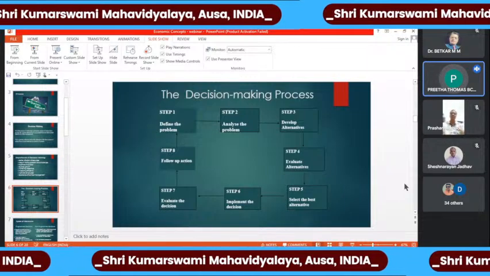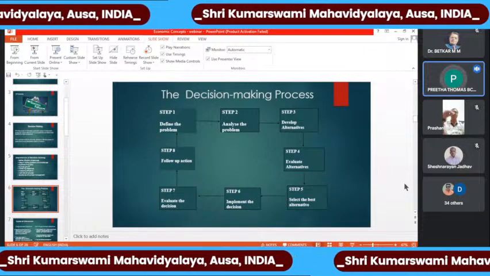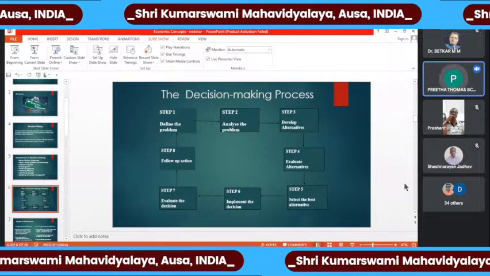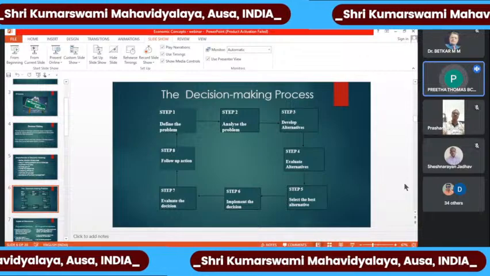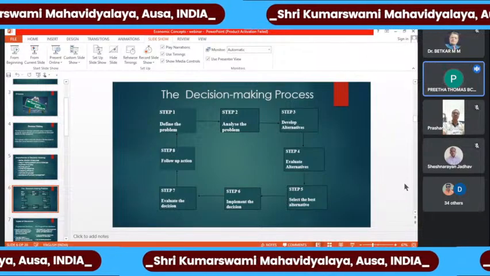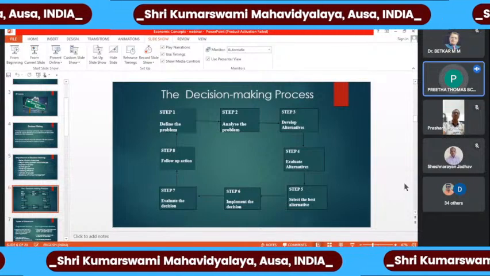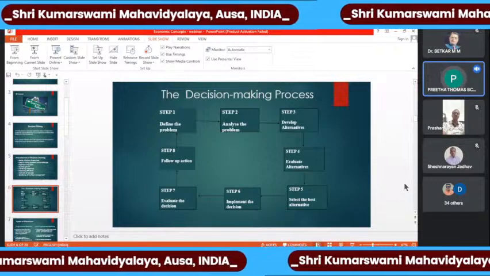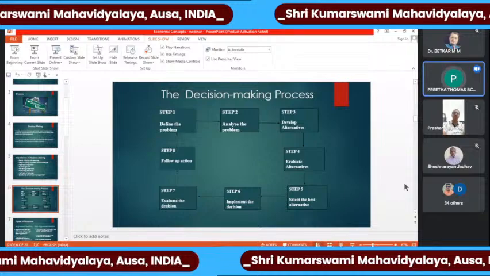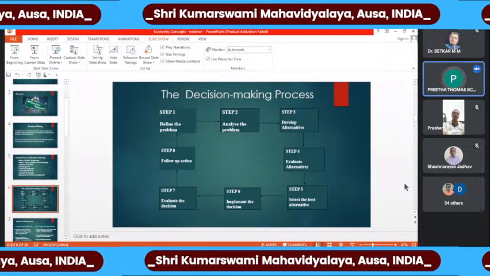Now, when we select the best alternative, it becomes a decision, right? That is why the next step is implementing the decision. Till now we said develop alternative, evaluate alternative, select best alternative. Now we are saying implement, not alternative, implement decision, because that choice making process is done. Now we are going to implement, right?